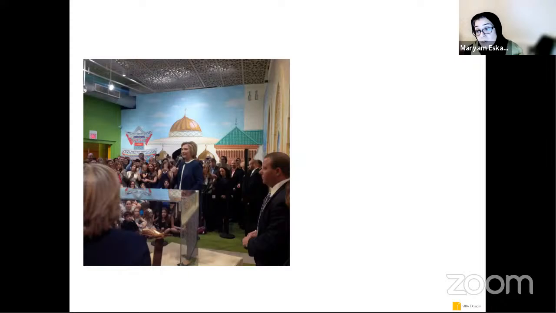And this was at a time in 2015, 2016, it also became a space for the presidential debates. So this is former Secretary of State Hillary Clinton, who was running for president in 2016. She used the museum as a way to encapsulate the audience, the Muslim community, to basically say I'm okay with Muslims.